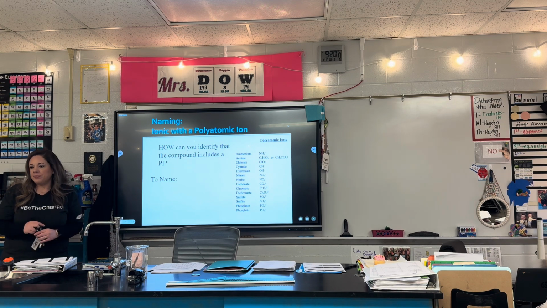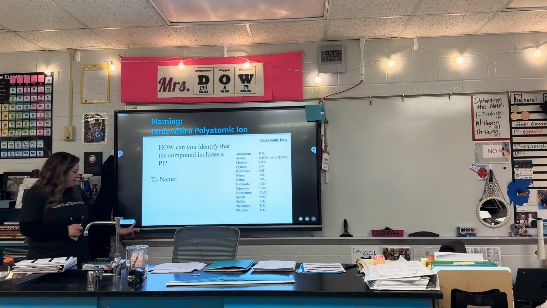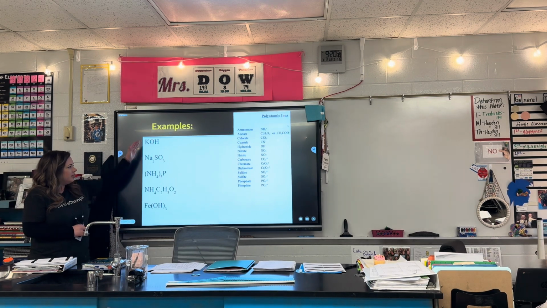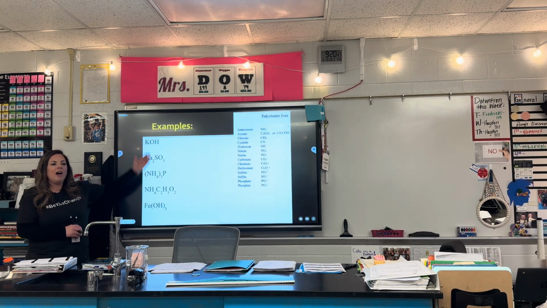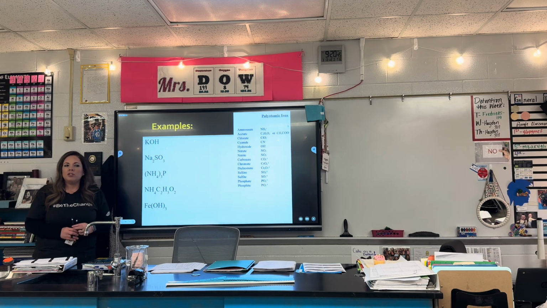Alright, last time. Let's add in a polyatomic ion, which I think these are the easiest. So polyatomic ions. Alright, I have the same list up here that you have on the back of your periodic table. How can we identify that a compound includes a polyatomic ion? So I'm going to go to the next slide, which you guys have too. So these all have polyatomic ions. How do these look different than the ones we've done so far?